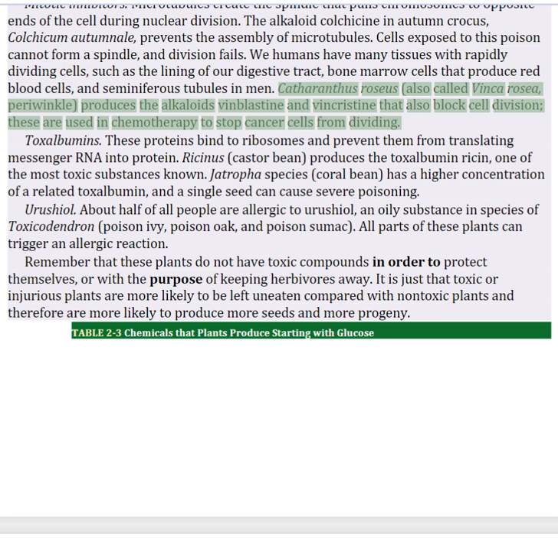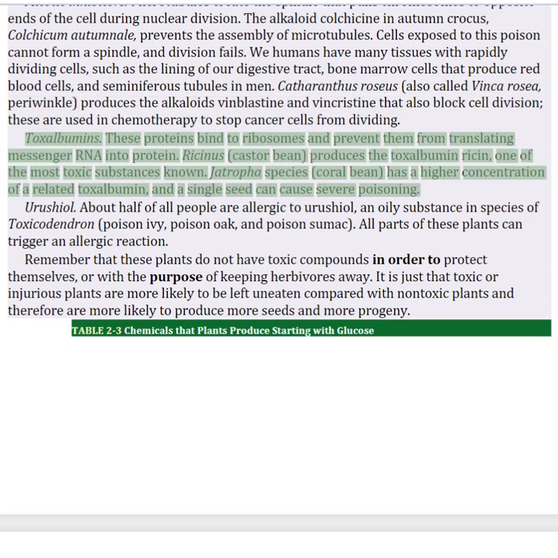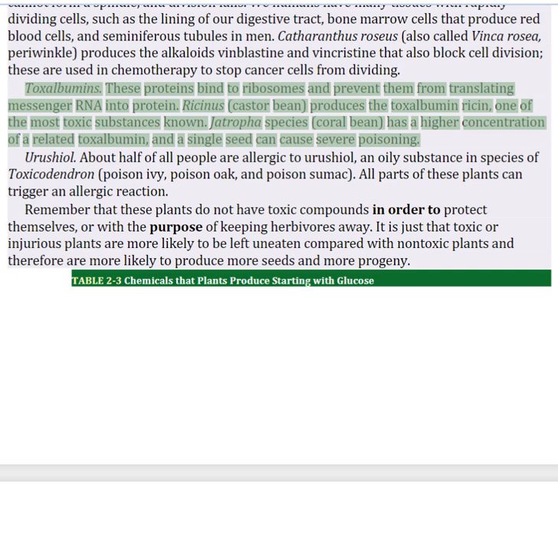Catharanthus roseus produces the alkaloids vinblastine and vincristine that also block cell division. These are used in chemotherapy to stop cancer cells from dividing. Toxalbumins. These proteins bind to ribosomes and prevent them from translating messenger RNA into protein. Ricinus produces the toxalbumin ricin, one of the most toxic substances known. Jatropha species has a higher concentration of a related toxalbumin, and a single seed can cause severe poisoning.